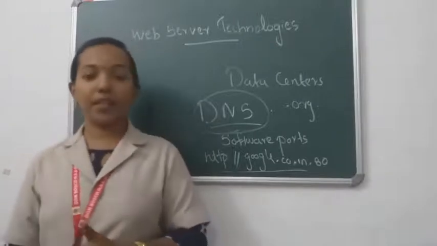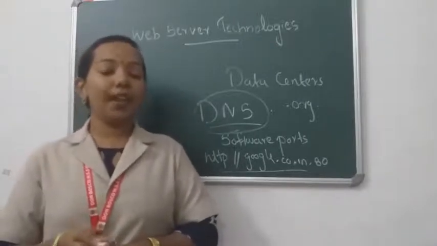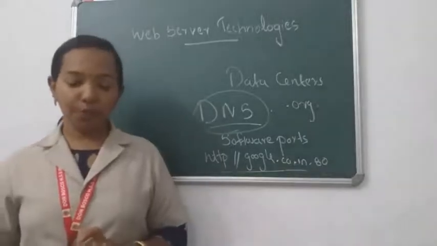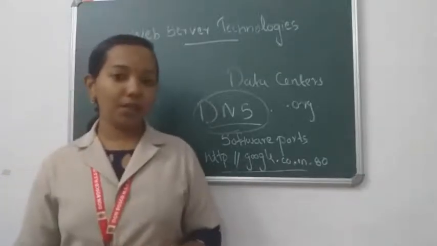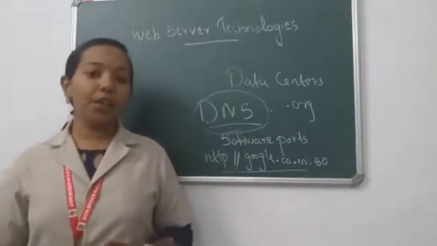Okay, so these points we learned from this video, and you want to write 2 questions in your notebook. First question: What are the advantages of installing a web server in a data center? That is the first question. Then second question: how does the DNS resolve the IP address? How the DNS resolves the IP address with the help of steps. Okay, write down the steps. So these 2 questions' answers you want to write in your notebook. So immediately after watching the video, you want to write the answers in your notebook.